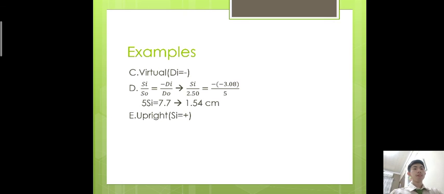D, to find the size of the image, we use the equation Si per So is equal to negative Di per Do. We substitute the numbers. Si per 2.50 is equal to negative times negative 3.08 per 5. We cross multiply, 5 Si is equal to 7.7. Si is equal to 7.7 divided by 5, which is equal to 1.54 centimeter. E, upright because the size of the image is positive.